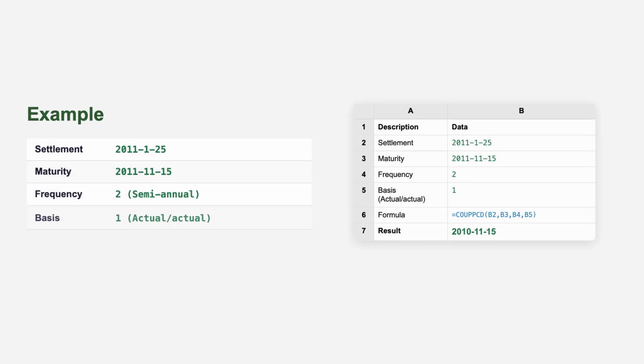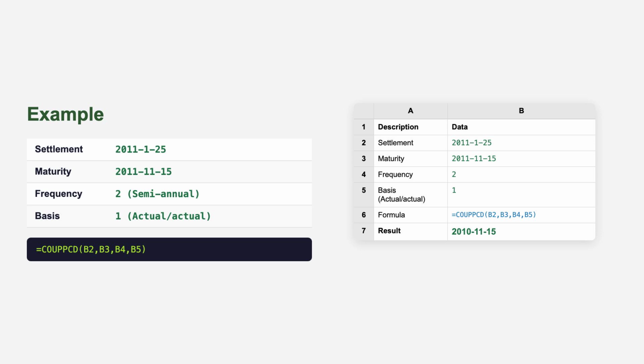Here's an example. We have a security with a settlement date of January 25, 2011, maturing on November 15, 2011. The coupon frequency is semi-annual, and we use an actual over actual day count basis. The COUPPCD function returns November 15, 2010. This is the most recent coupon payment date before the settlement date of January 25, 2011.